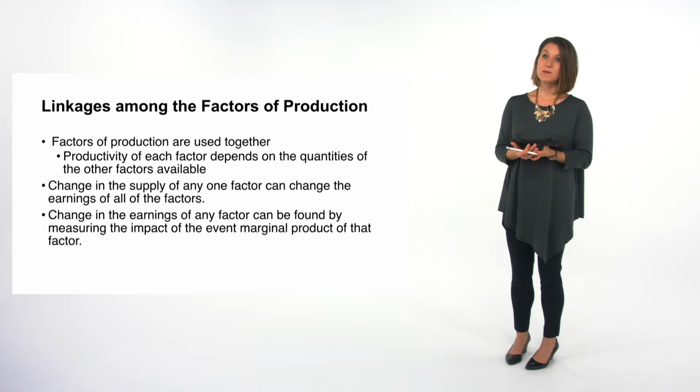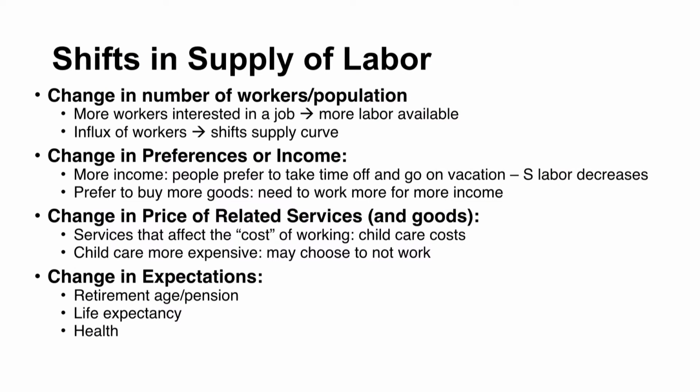Next, what we want to do is think about factors that would cause shifts in the supply of labor. So what are some things that would cause shifts in the supply of labor? First, a change in the number of workers or the population. The more workers that are interested in a job, the more labor that's available. So an influx of labor would cause a shift in the supply curve. Another factor would be a change in preferences or income. If people have more income, they're going to choose to take more time off and go on vacation. So the supply of labor decreases. If people prefer to buy more goods and services, well, then they need to work for more income. So the supply of labor would go up.